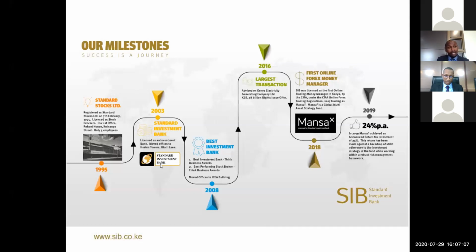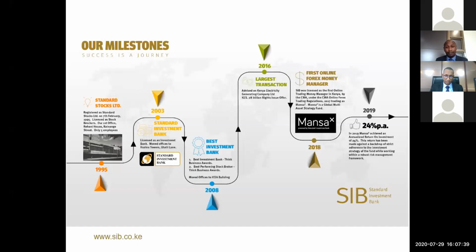In 2008, and we all know what happened during the year 2008, the global economic recession happened. And that's where investment banking becomes very crucial. And you can see we got these awards, Best Investment Bank by Think Business Awards, and Best Performing Stockbroker, Think Business once again. And that same year, we moved to the current location, ICEA building, now Kuwait Towers, on the 16th floor.